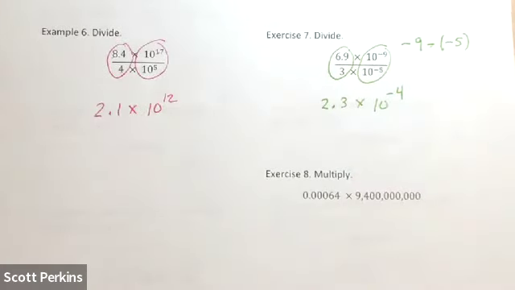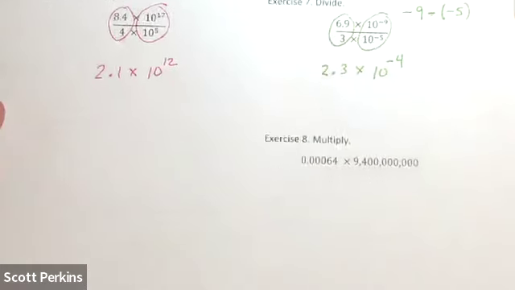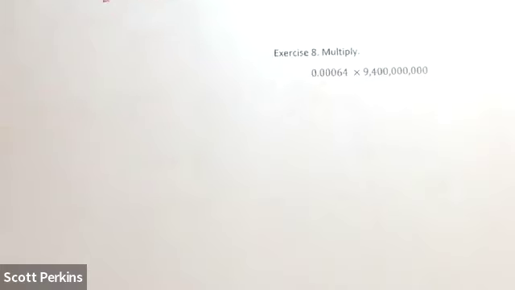So your last exercise from this section is exercise 8. You're going to multiply those two numbers by first converting them both to scientific notation and then multiply. So push pause on your screen and go ahead and do that problem.